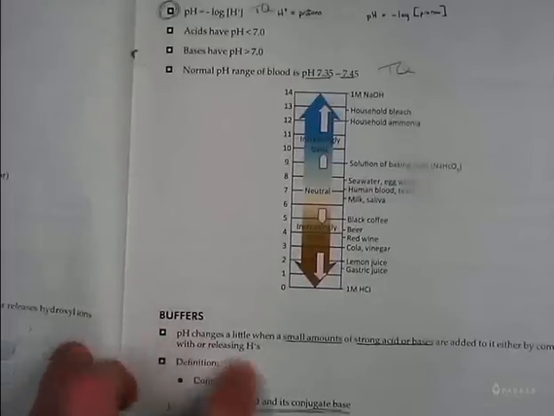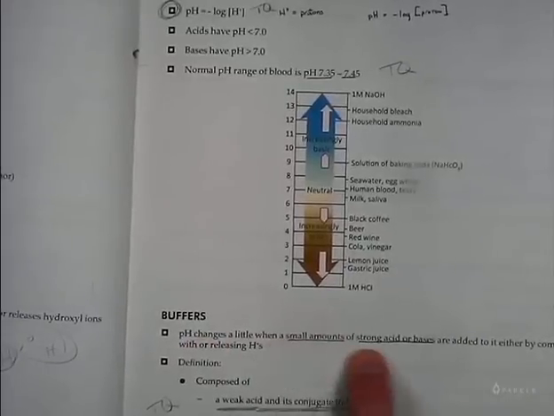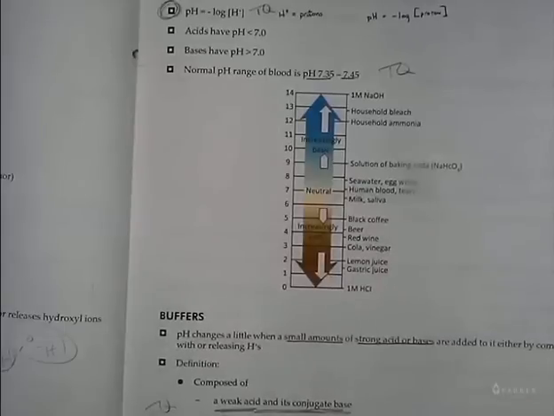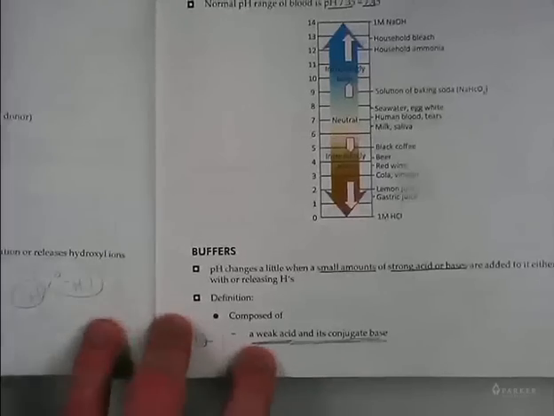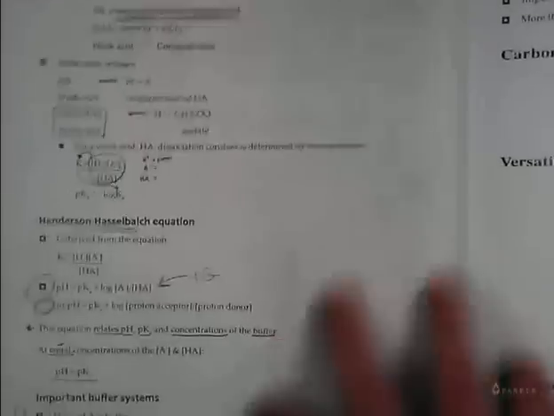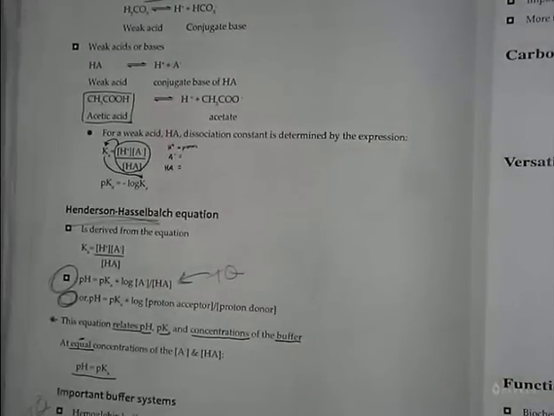Buffers resist large pH changes, and so when we add small amounts of strong acid or base, it can keep that pH hovering around where it needs to be. The definition of it is a weak acid and its conjugate base, or a weak base and its conjugate acid. You need to have sufficient amount of buffer for it to work. If there's not enough, it's not going to work.